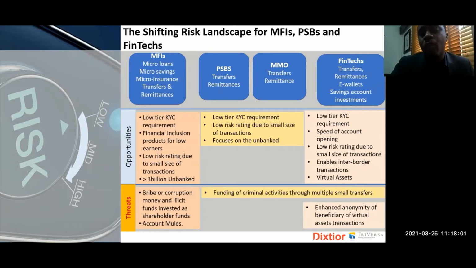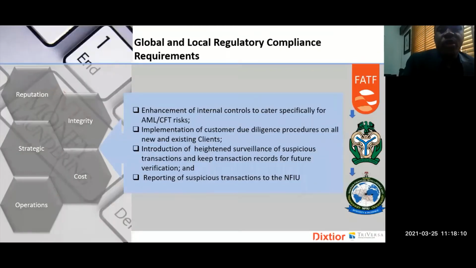And it's really very important for us to ensure that our financial systems are stabilized against these particular threats. Of course, to ensure this happens, FATF, CBN, NFIU are all working together to ensure that 4 things happen. One, we want to ensure that there is enhancement of our internal controls to cater specifically for AML and CFT risk, implementation of customer due diligence procedures on all new and existing clients, introduction of heightened surveillance of suspicious transactions and keeping transaction records for future verification, and of course, reporting of suspicious transactions to the NFIU.